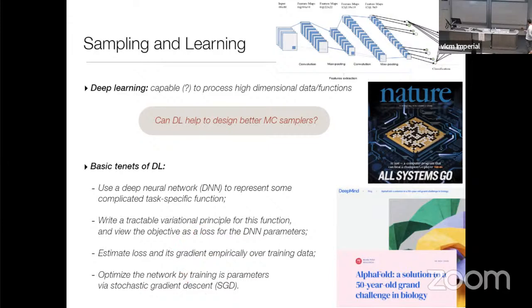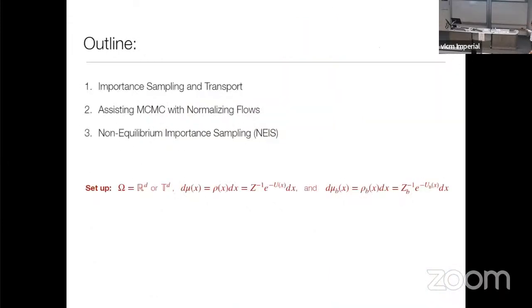So that's what I'm going to try to discuss in the remainder of the talk, and I'll do that in three contexts. I will revisit importance sampling and transport. I will show you how to assist Markov chain Monte Carlo with normalizing flows. And then I will also, time permitting, discuss a little bit about how to do that with other methods that are non-equilibrium importance sampling, where they too can be optimized.